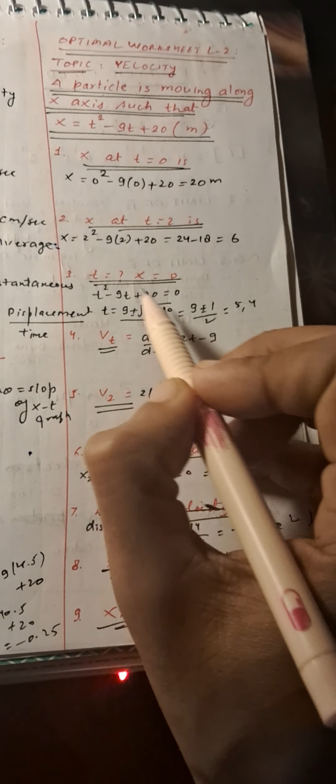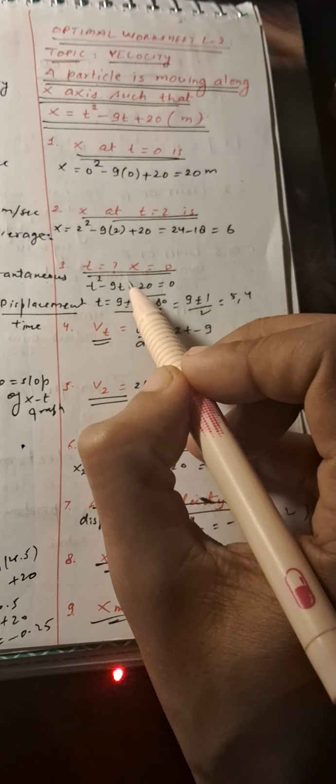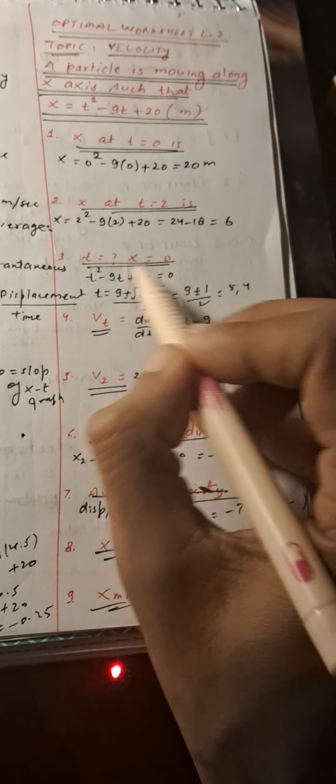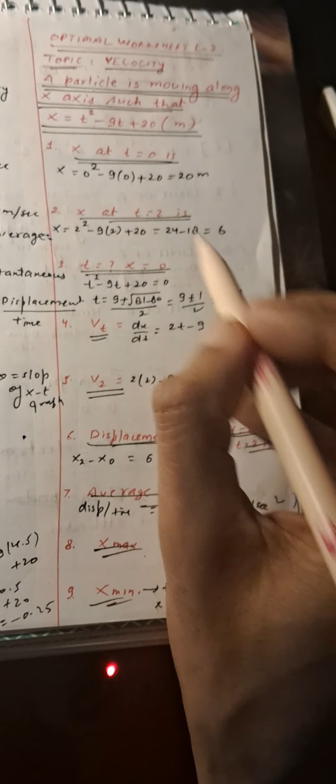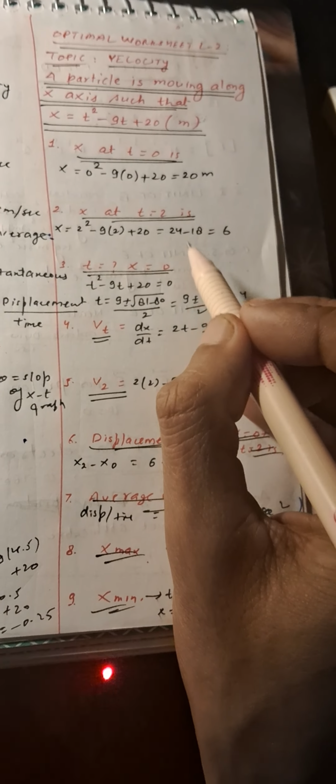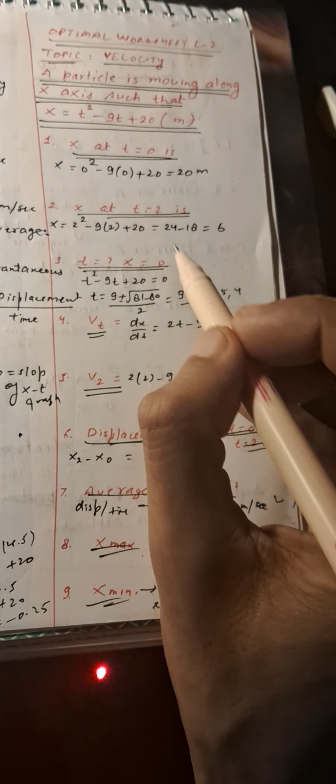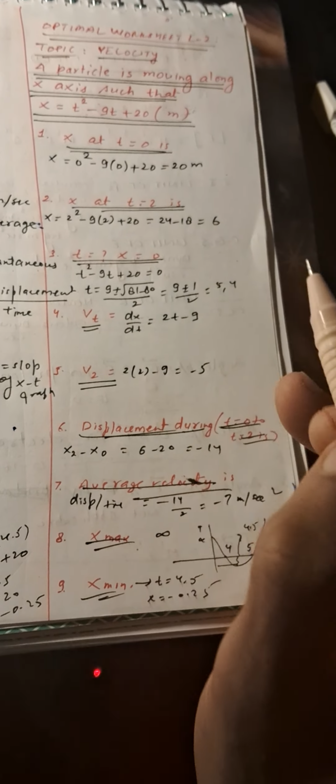Then there is third question, which is find the time when x is 0. So you just substitute x is equal to 0, you come to the quadratic equation which has got roots 5 and 4. So at t is equal to 4 and 5, x is 0. So the particle is at origin at 2 instants, t is equal to 4 and t is equal to 5.